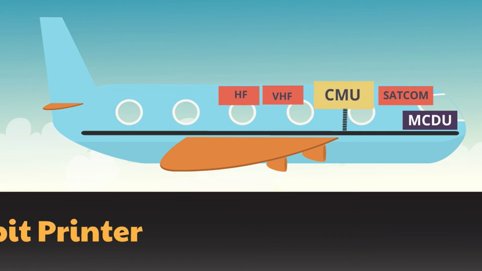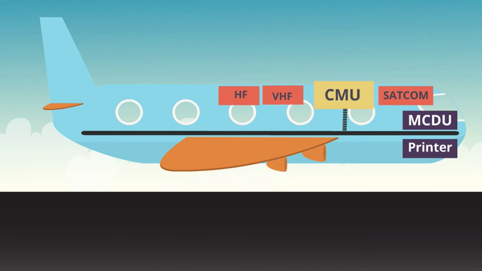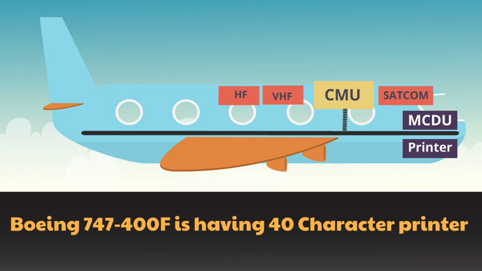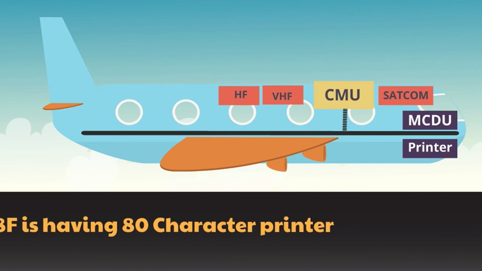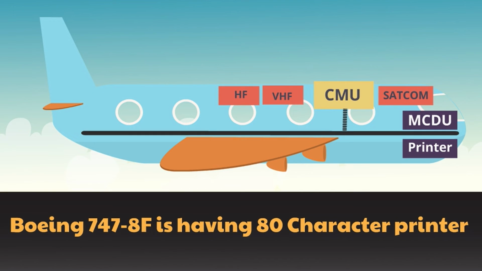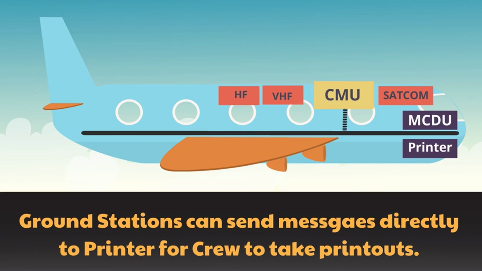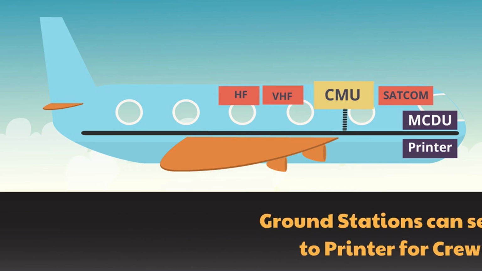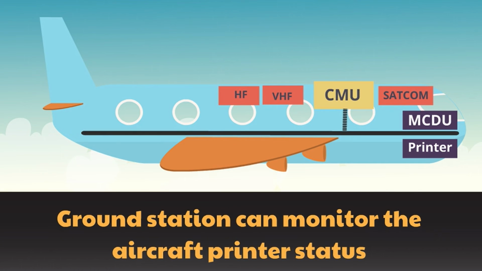Printer. Most of the aircraft are equipped with a printer. Their size will vary depending on aircraft equipment. For example, Boeing 747-400F aircraft are equipped with a 40-character wide printer. Meanwhile, Boeing 747-8F aircraft are equipped with an 80-character printer. Messages from the ground can be sent directly to the printer. Once sent to MCDU, then the flight crew can decide to print. Some equipment provides printer status information to the ground computers.